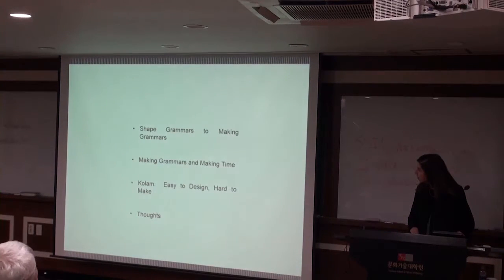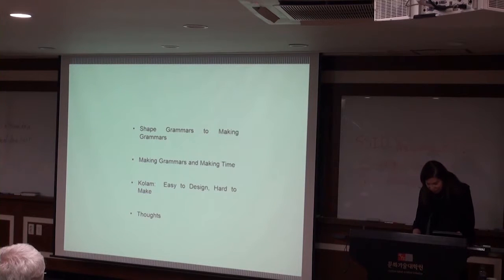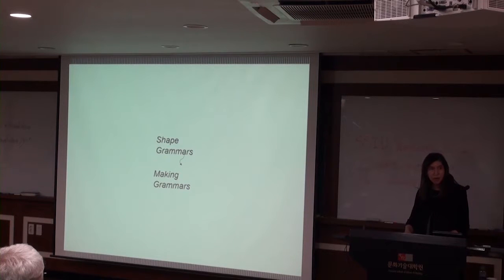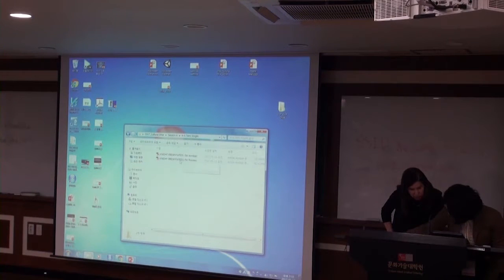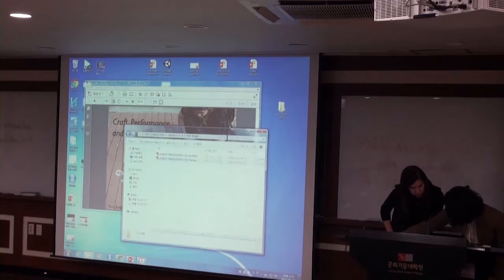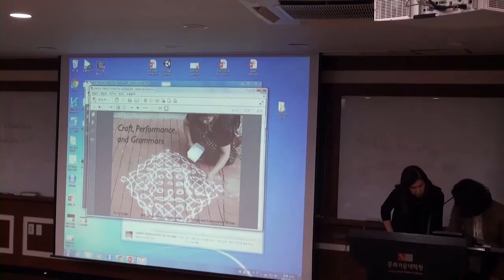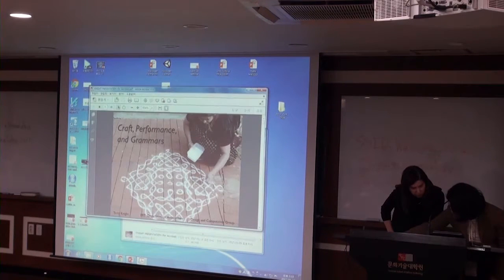And here's a roadmap for my talk, which looks very different from the slide that I put together. But I think it will work. So first I'll introduce making grammars very briefly, and then I'll talk about the temporal time-based aspects of making and how temporality can be encoded in a grammar. Then I'll introduce my case study on kolam, and last some very quick wrap-up thoughts. These slides are not at all the way I had them in my PowerPoint.